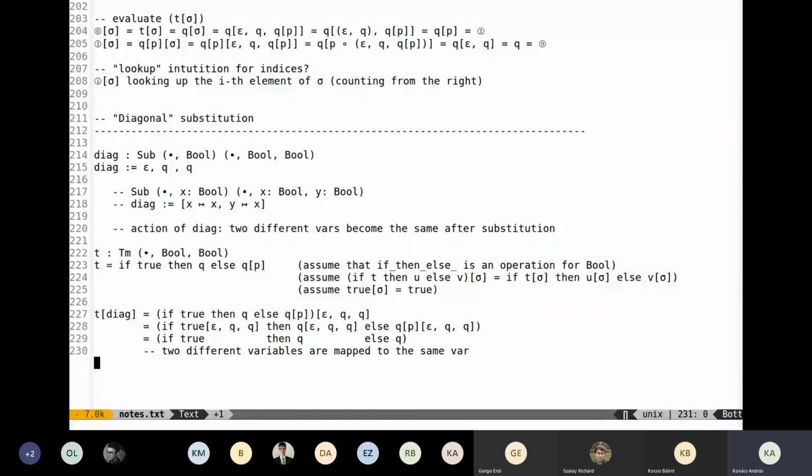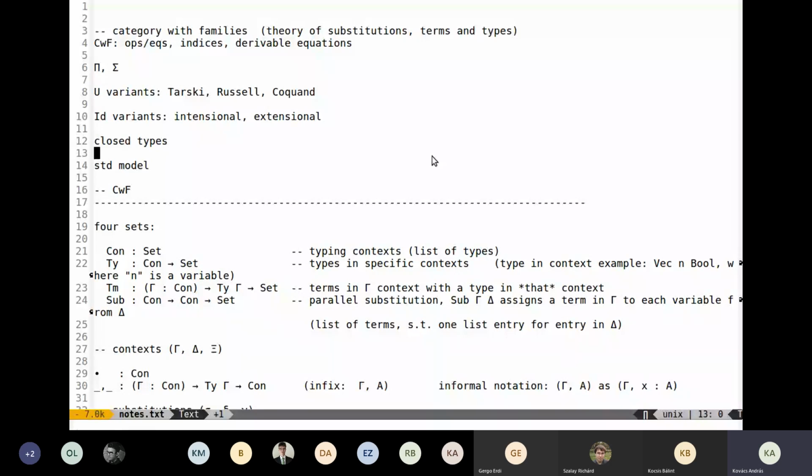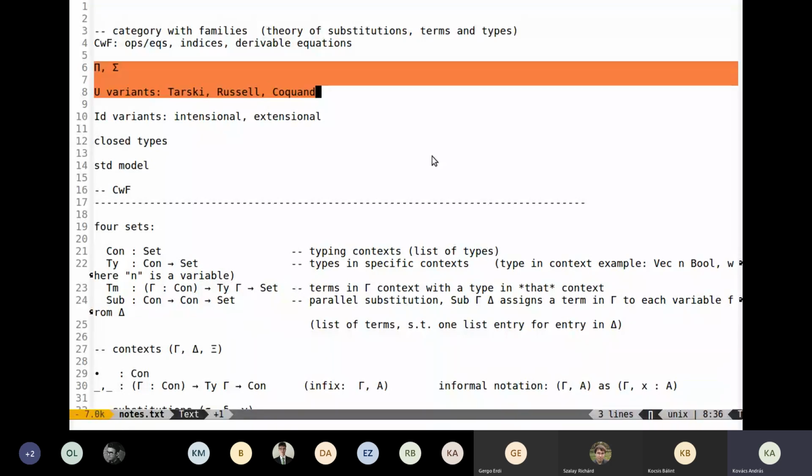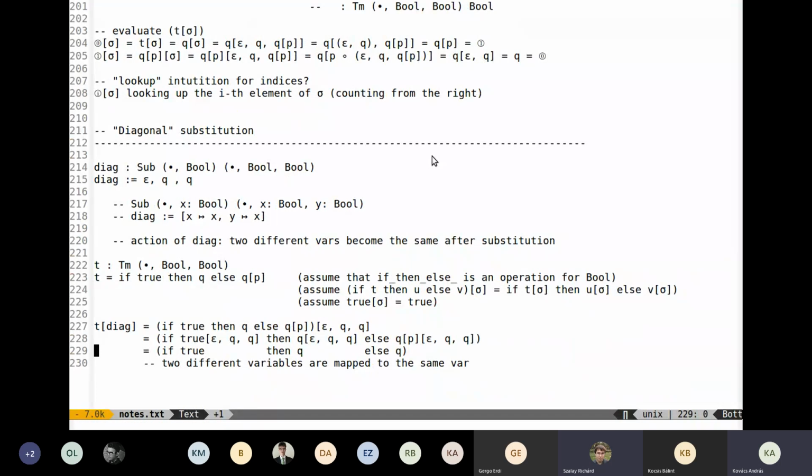Okay, I don't think we have a lot of time remaining. So should I start maybe introducing some type formers like pi or sigma or whatever? I think maybe this is the best time to finish. Yeah, without introducing new things.